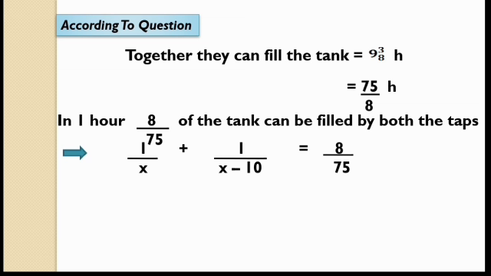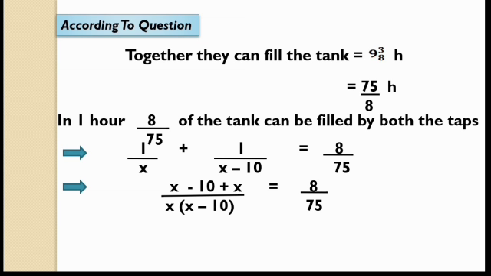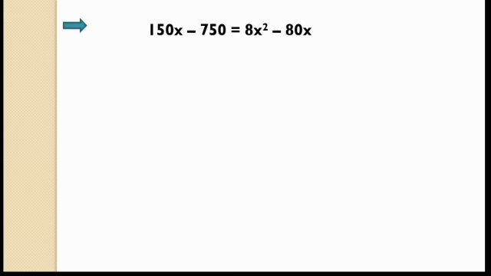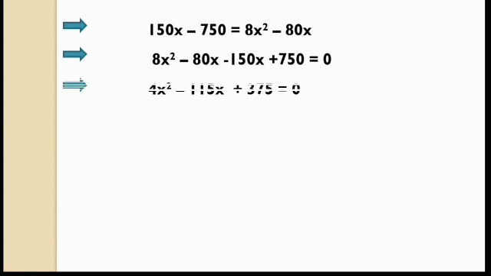We will get 8 upon 75. Then we will take LCM. Then we will simplify this, and after cross multiplication we will get (2x minus 10) into 75 equal 8 into (x square minus 10x). Then we will open the bracket: 150x minus 750 equal 8x square minus 80x. Then we will arrange terms: 8x square minus 80x minus 150x plus 750 equals 0.